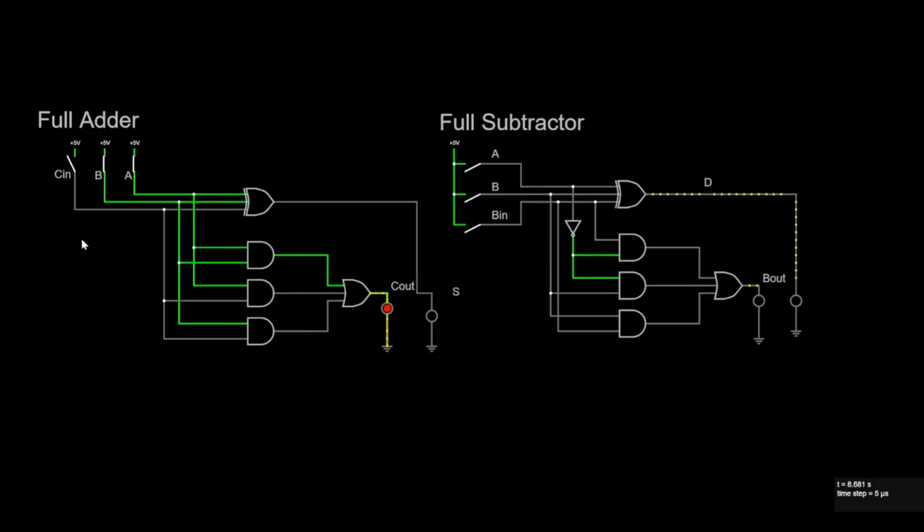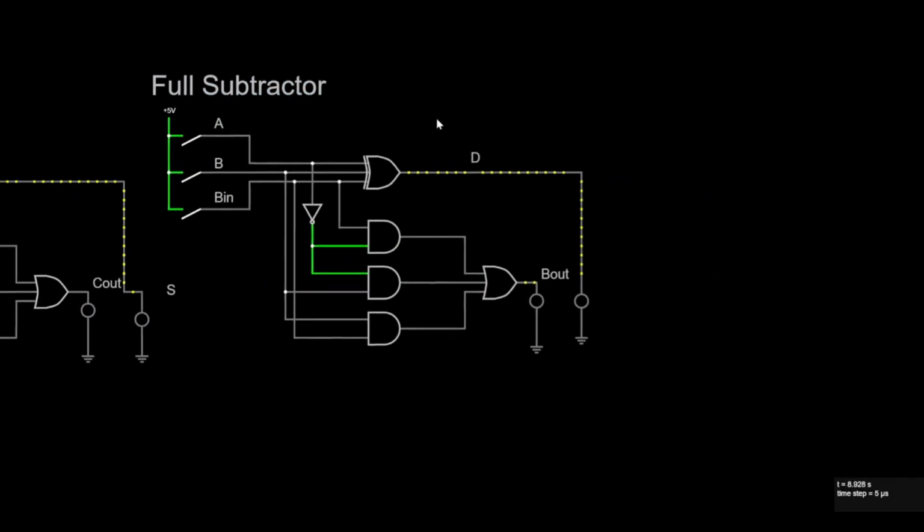Now back to the full adder. We have 1, 0, right? So now what happens if I add one more to that? We get 1, 1. And that's the representation of 3 in binary, because if you take 2 to the power of 1 plus 2 to the power of 0, well, that's 2 plus 1, which gives us 3. And that's why it's represented that way. Cool stuff, isn't it? Now, let's move on to the full subtractor.